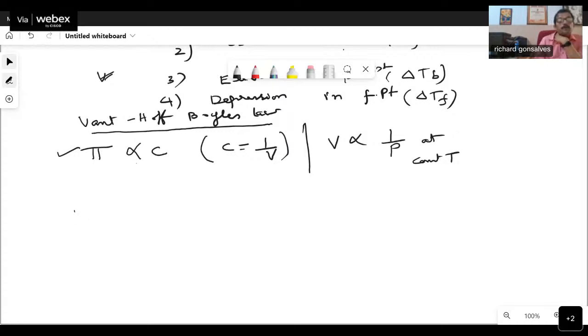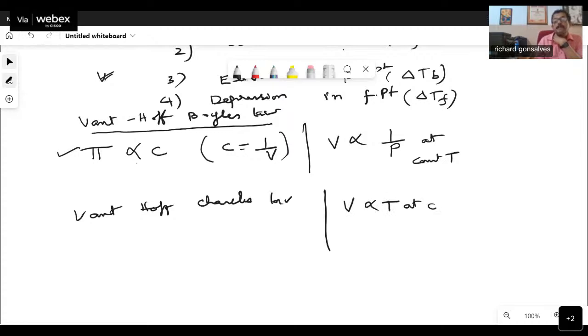Next comes Van 't Hoff's Charles law. What Charles law says is giving a relationship between V and T at constant P. This is for a gas. Now we will apply here. Osmotic pressure is directly proportional to absolute temperature. This is Charles law.